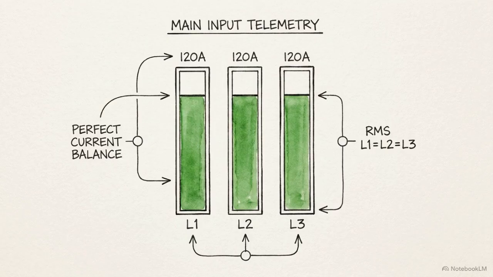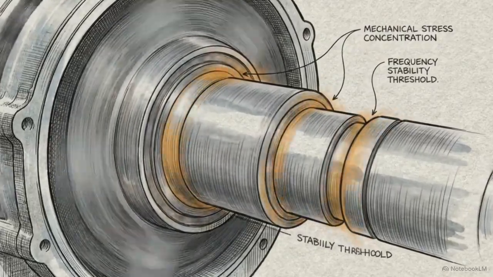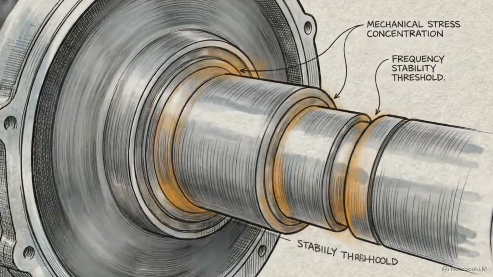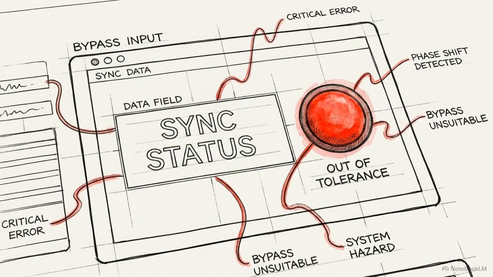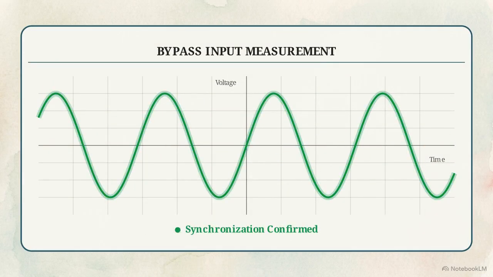On the main input screen, verify phase voltage, line voltage, current balance, and frequency stability. Frequency is especially critical during generator operation to ensure the source is stable enough to support the rectifier. Check the bypass input screen next. A bypass source can be physically present but still unsuitable. You have to confirm synchronization and frequency before even considering a transfer.